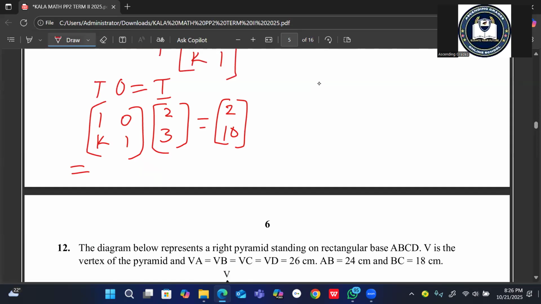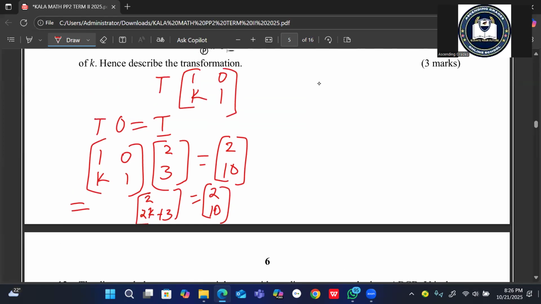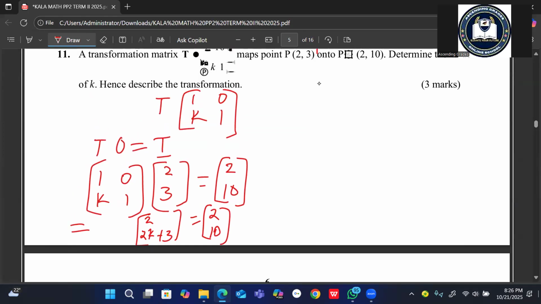One times 2 plus 0 times 3 gives you 2. K times 2, that is 2k, plus 1 times 3, means 2k plus 3 should be equal to 210. So already 2 is equal to 2. That implies that 2k plus 3 should be equal to 10.